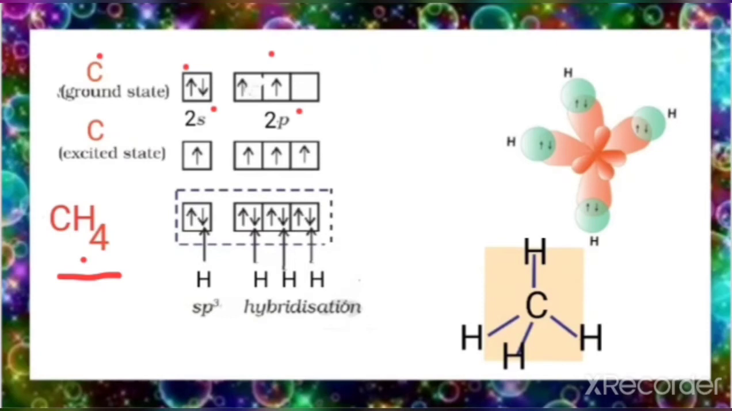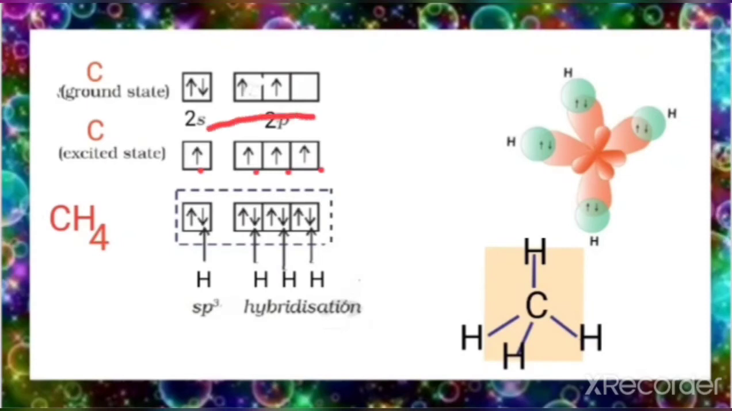But when you look at the ground state for carbon, only 2 single electrons are there. So one of the 2s electrons gets excited or promoted to the vacant 2p. Here there is a vacant 2p orbital. So one of the electrons from the 2s gets promoted to the 2p, that is a vacant 2p. Now in the excited state, when you look at here, there are 4 single electrons.